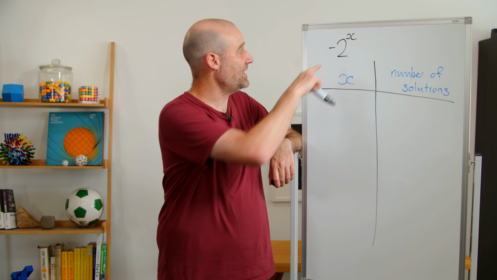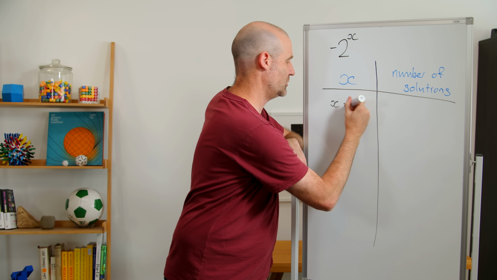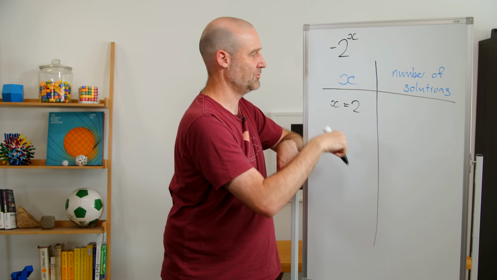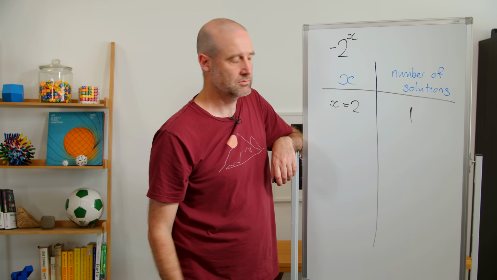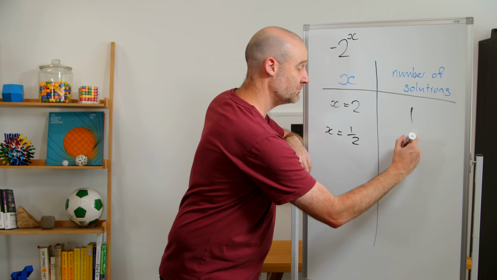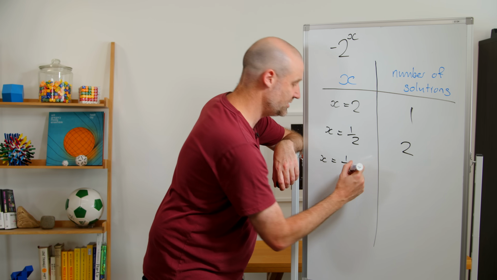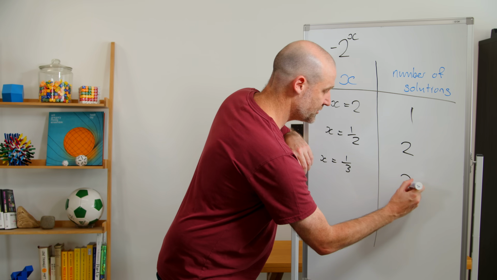Now, if you just square something, -2 squared, in that case x equals 2, I know I've double labeled it, single solution. When x equals a half, when we did the square root, 2 solutions. When x equaled a third, so the cube root, 3 solutions.